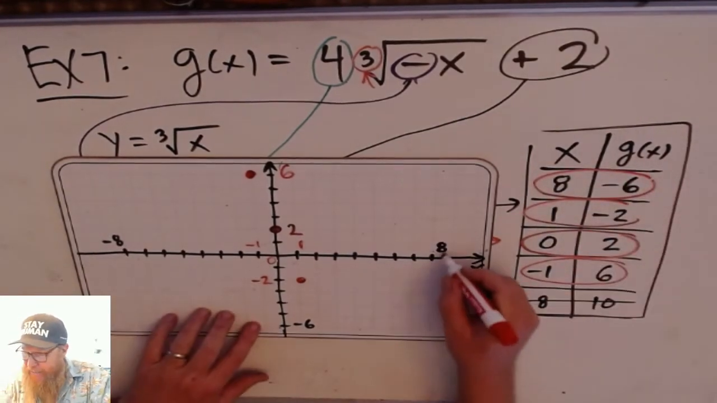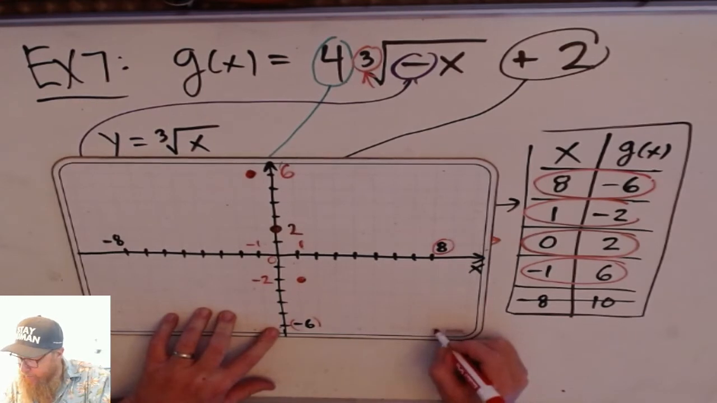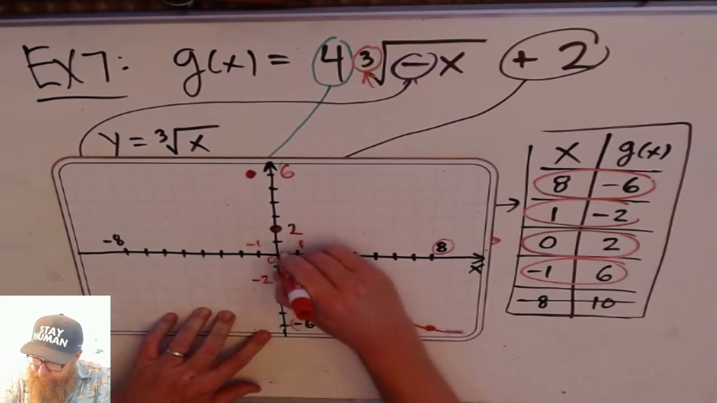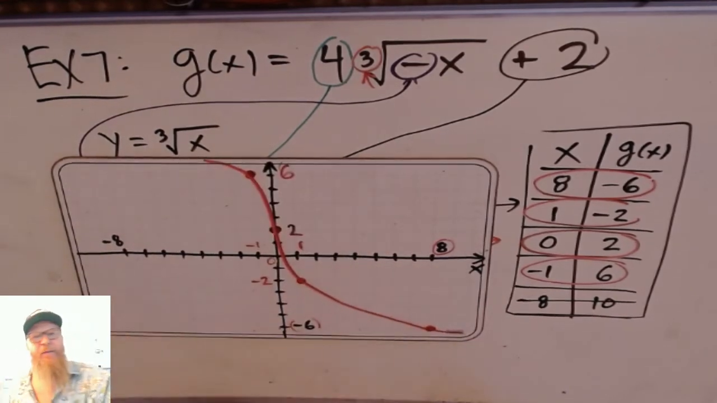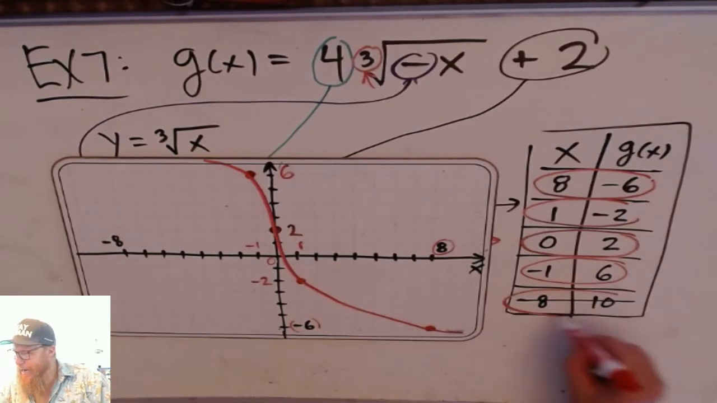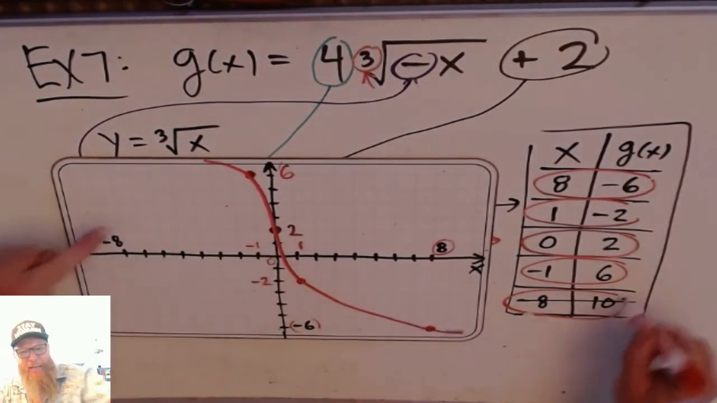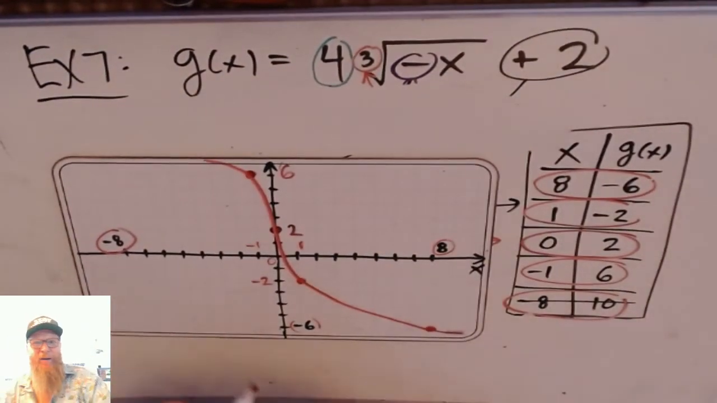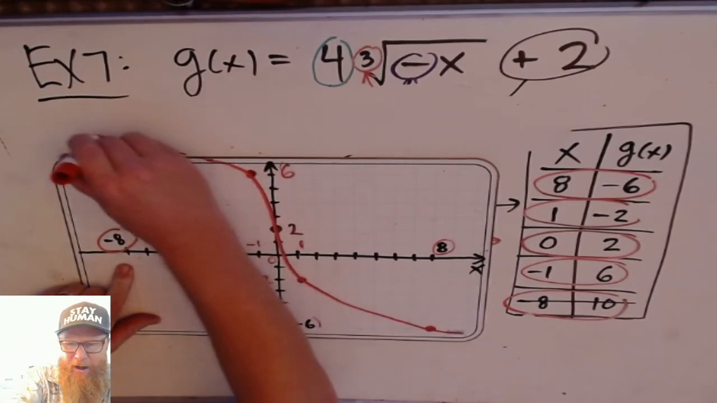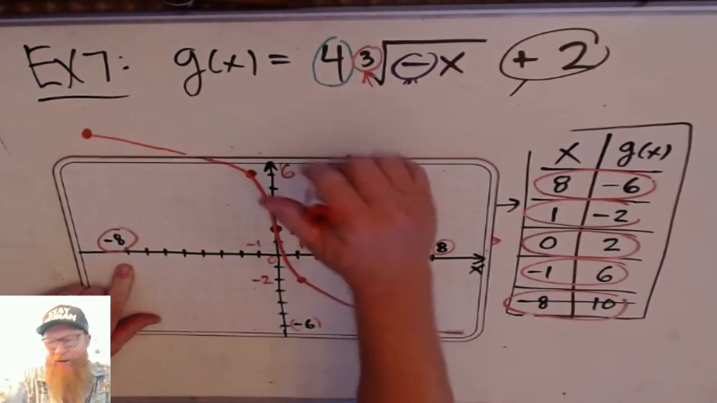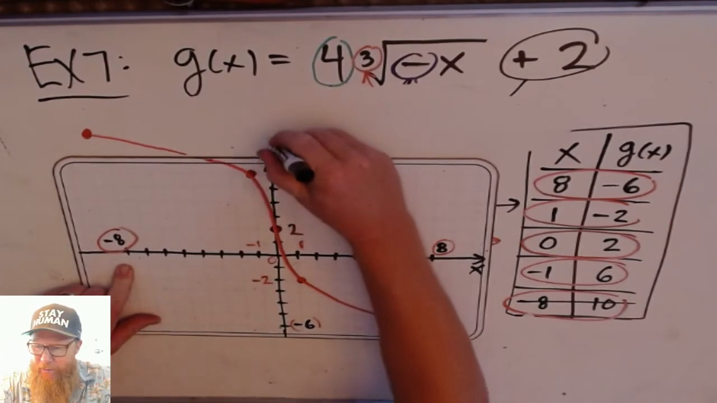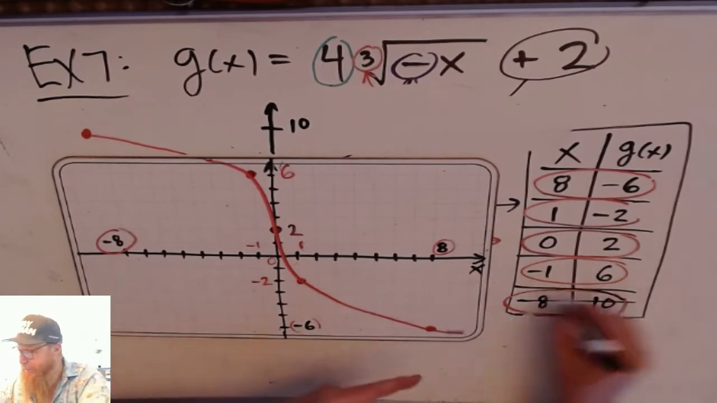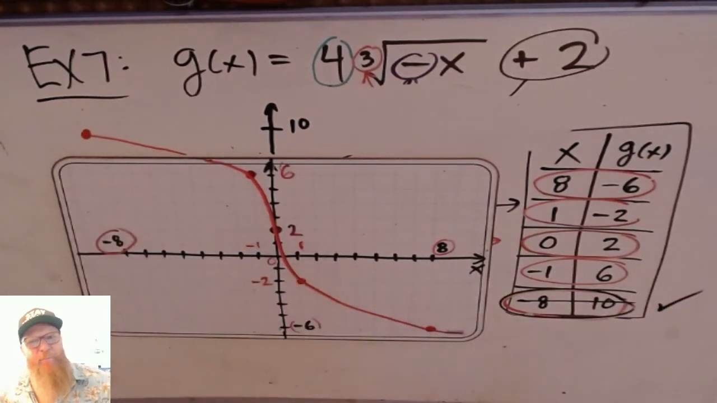8 and negative 6, so there's 8, there's negative 6, so way down here. And there you go. You can kind of see where this point would be, because look, here's negative 8. So if my board were bigger, it would go off the board and it would be up here. If my board were a little bit bigger, I could go all the way to 10. I'm not really going to do that, but at least you can kind of see that the shape makes sense.